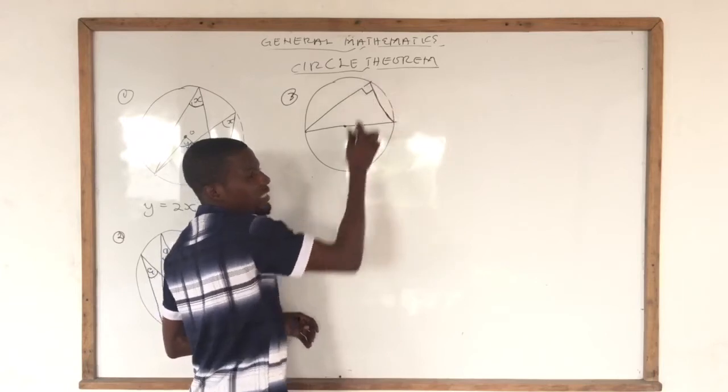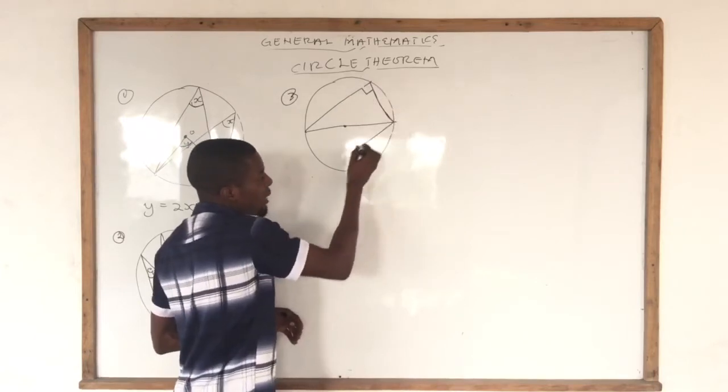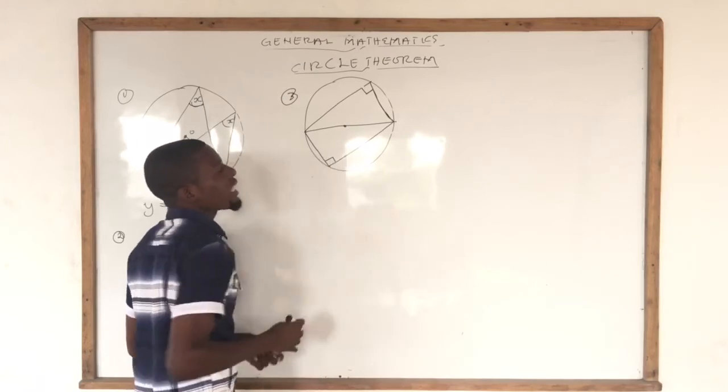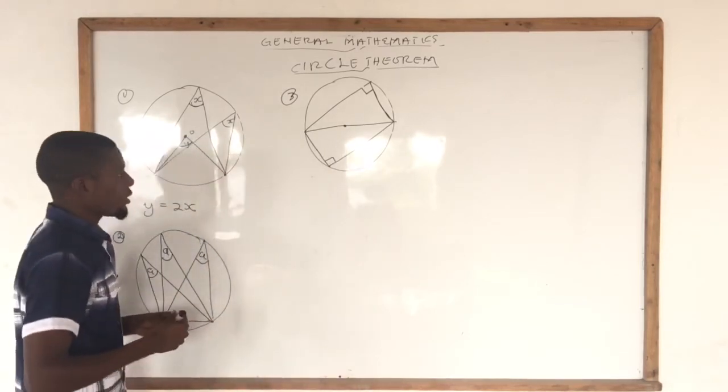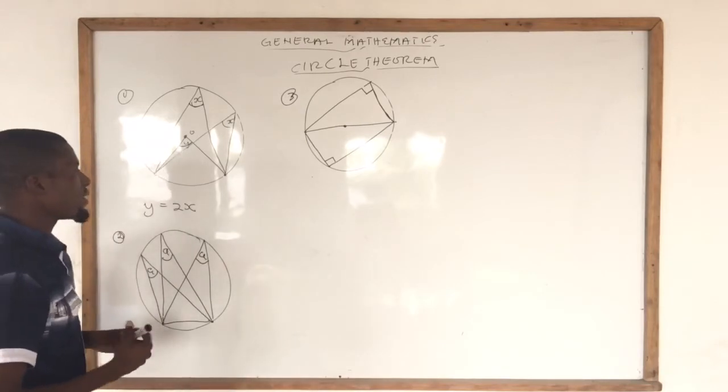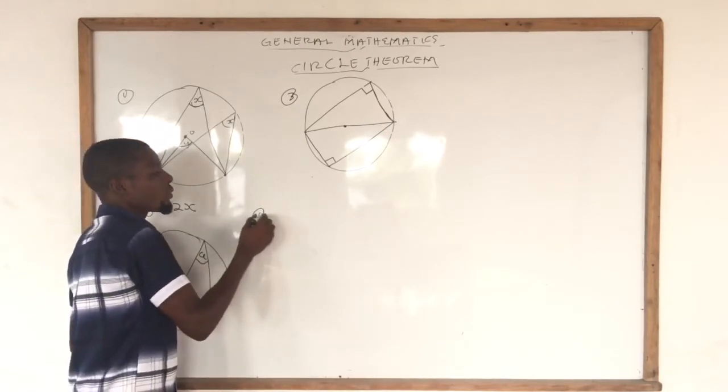This sign means 90 degrees. Once the same diameter subtends another angle anywhere, like here, it's still what? 90 degrees. Okay, it is still 90 degrees. Now, let's go to the fourth one.